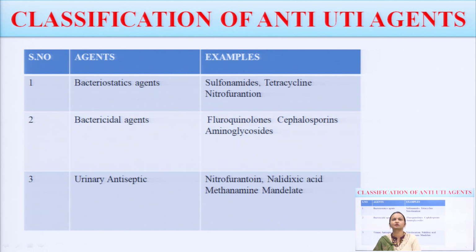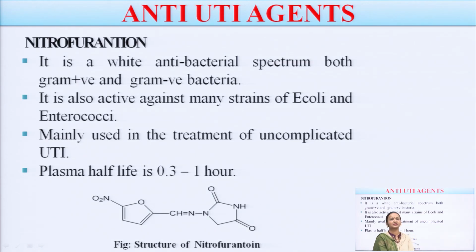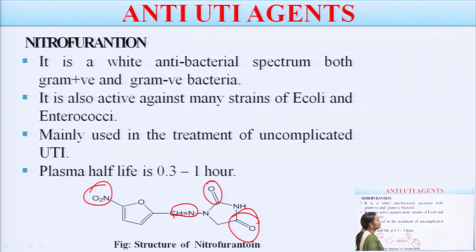Now, one by one according to your syllabus, we will read these drugs. The first drug is nitrofurantoin. In the structure of nitrofurantoin, you can see here, it has a nitro group, a CH double bond N bond, and a ketonic group also, right. Physically, nitrofurantoin is white, and its antibacterial spectrum covers both gram positive and gram negative bacteria, because it is not so that this UTI is caused by only one bacterium. Several species of bacteria are the causative agents for this UTI.